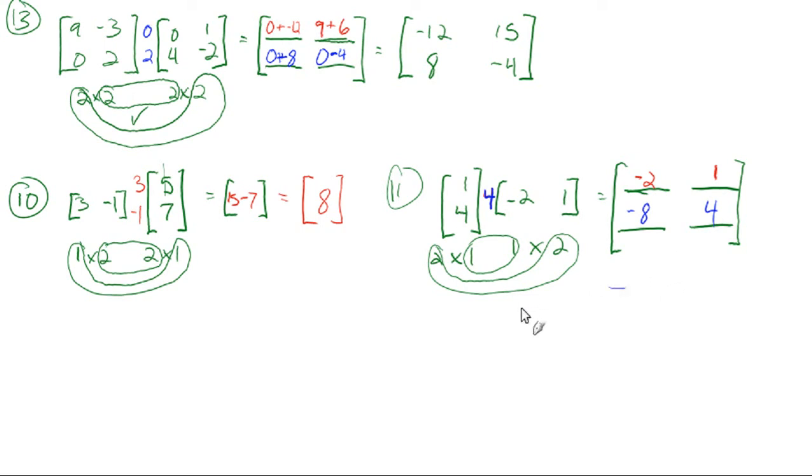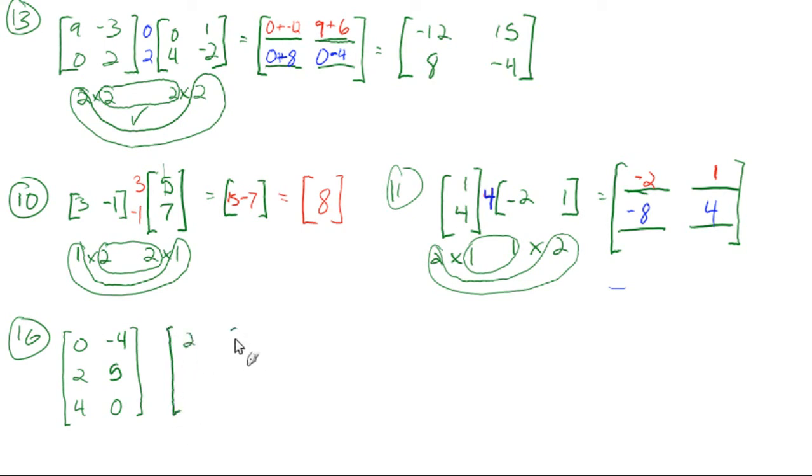Now let's jump down to number 16. You can just fast forward through this if you want. My writing this down. 3, 0, negative 5, negative 2. They want us to multiply these together. First, we're going to write down those dimensions. This is a 3 by 2. And this is a 3 by 2.